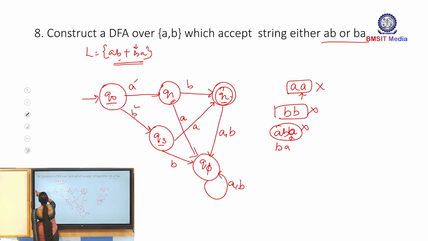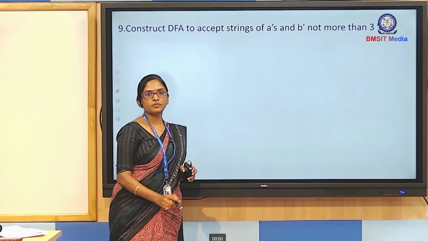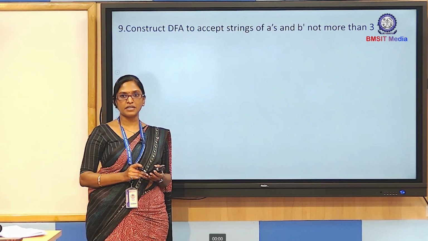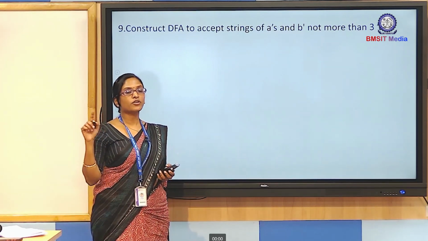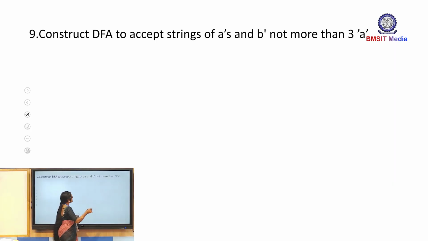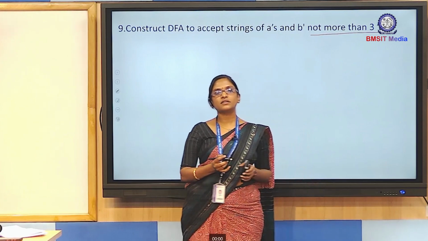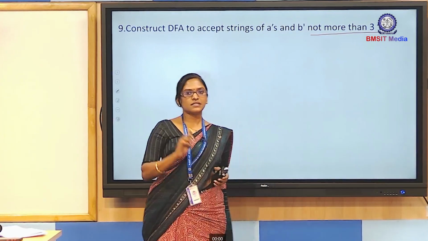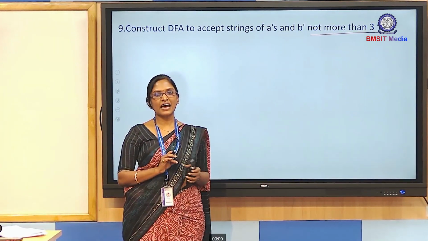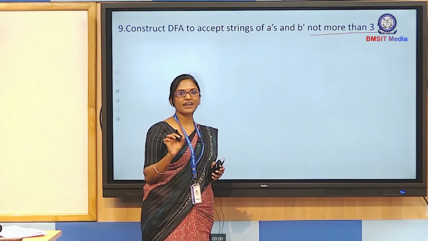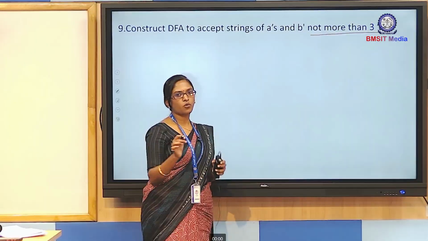So let me come to the next problem. In the next problem, we construct a DFA to accept strings of A's and B's that have not more than 3 A's. Now this is something important. It should not have more than 3 A's, which means the string can have 0 occurrence of A, 1 occurrence of A, 2 occurrences of A and 3 occurrences of A, not more than 3.